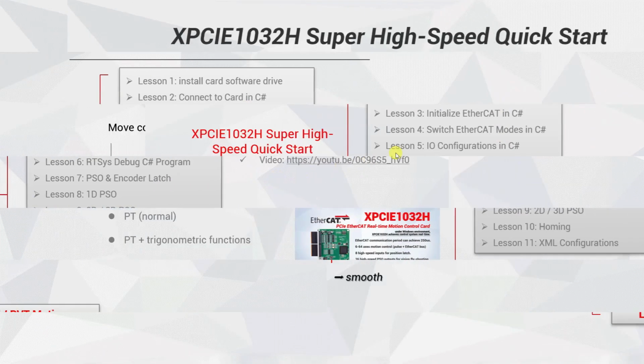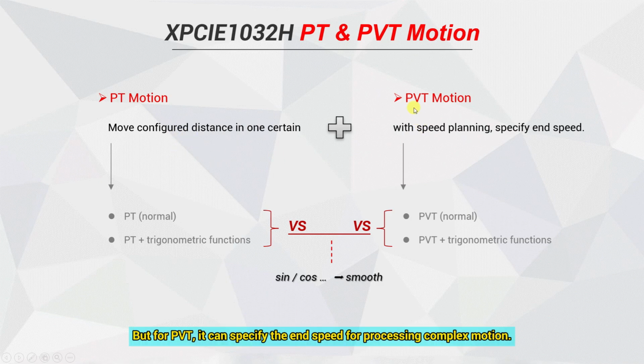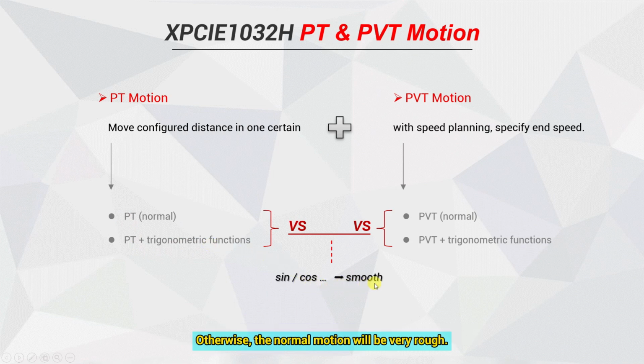XPCIE1032H card. At first, what is PT motion and PVT motion? Essentially, they are the same. Used to move a set distance within one certain time. But for PVT, it can specify the end speed for processing complex motion. Generally, they need to match with trigonometric functions, for example, sine, cosine, etc. Otherwise, the normal motion will be very rough. And in this lesson, the C# routine uses cosine. Please refer to the C# operation below. In a word, you can select among these 4 situations according to your needs.